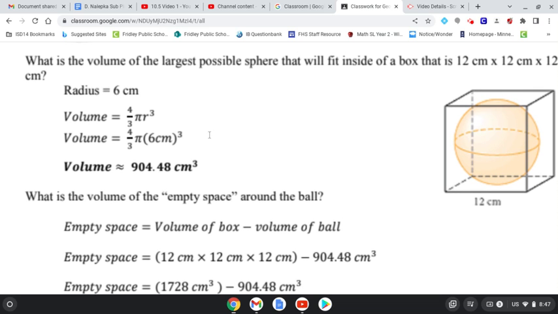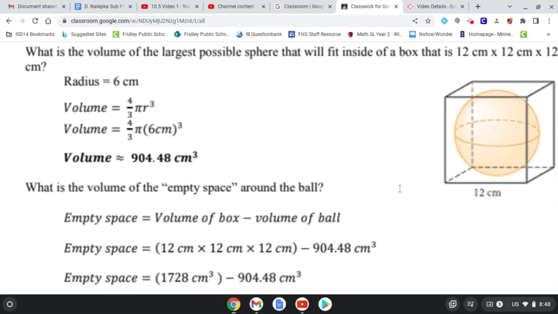So maybe we could pause the video right now and the teacher could walk around the room and make sure everybody knows how to type this in. And if we don't know how to type that in, we can ask for help.